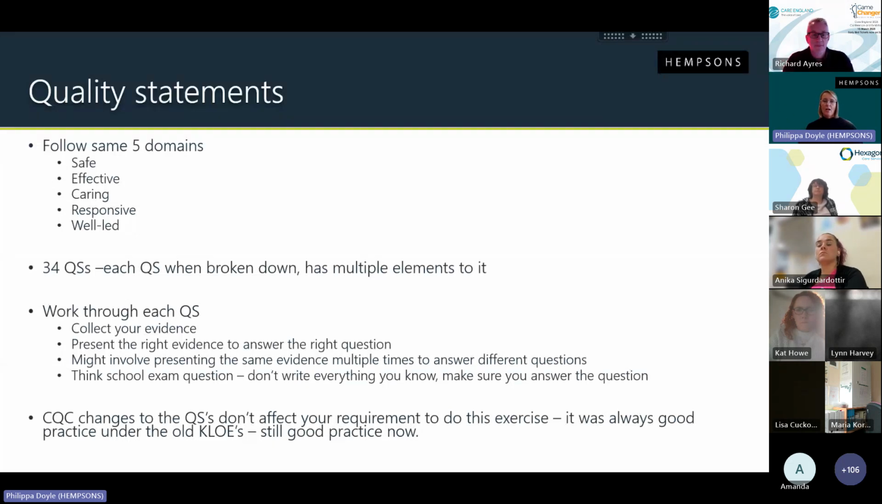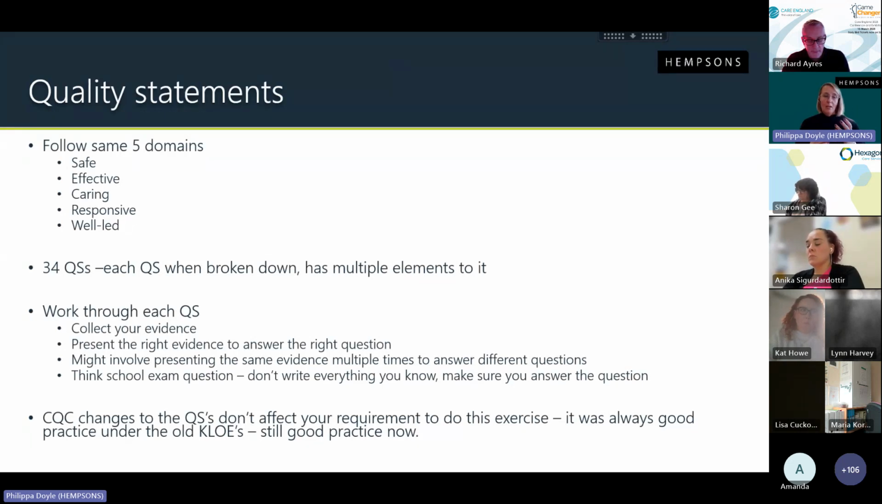And that service that got outstanding recently, this is the exercise that they've been doing since last February, is really pulling apart each quality statement and looking at what evidence they've got within their service that could answer those different quality statement questions and make sure that information was being provided to CQC. So that's what you need to do. You need to work through each one of those quality statements and collect your evidence. And it's about presenting the right evidence to answer the right question.